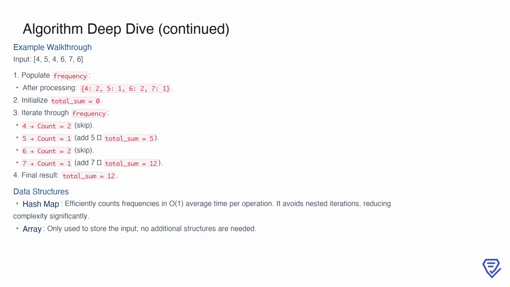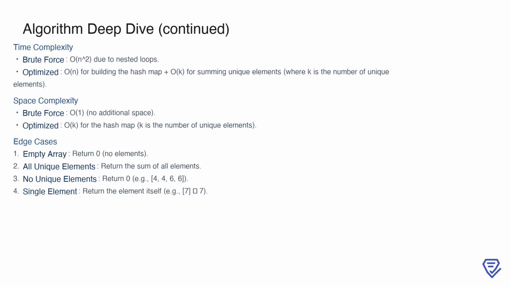By utilizing a hash map, we achieve this result in linear time. Additionally, the hash map structure ensures that we only use space proportional to the number of unique elements, making it highly efficient. When comparing the two approaches, we can see clear differences in efficiency. The brute force solution has a time complexity of O(n squared) due to its nested loops, while the optimized solution reduces this to O(n) by using a hash map.